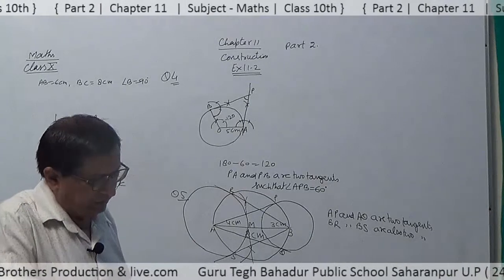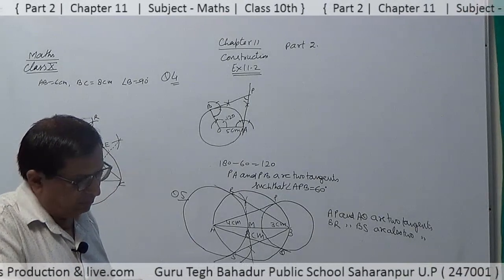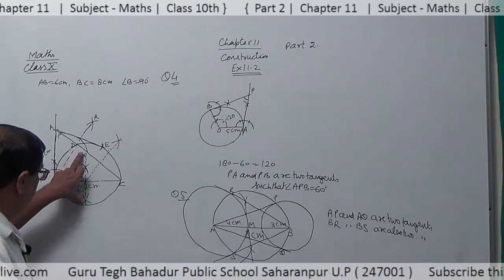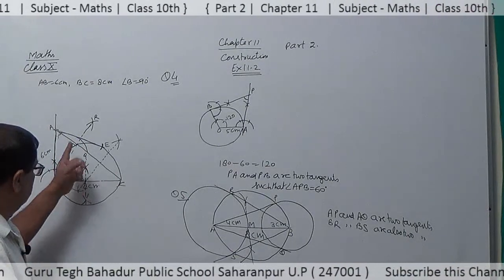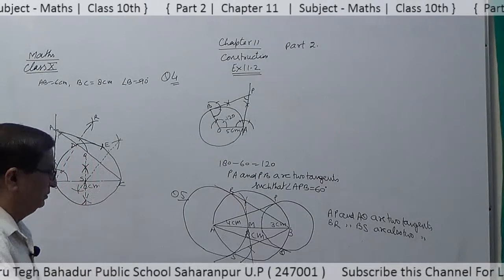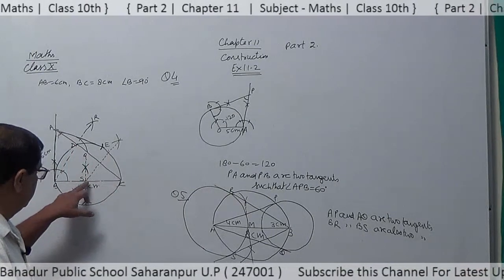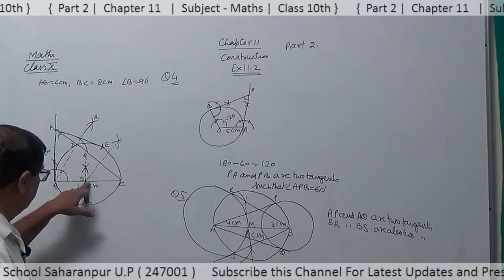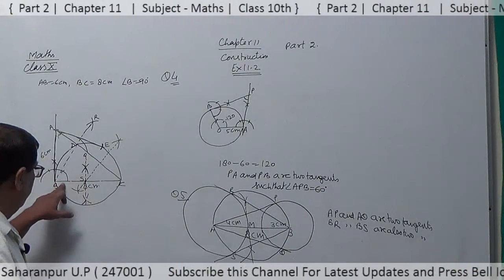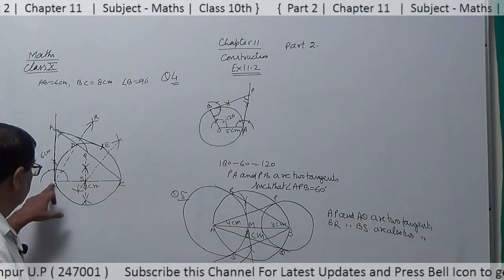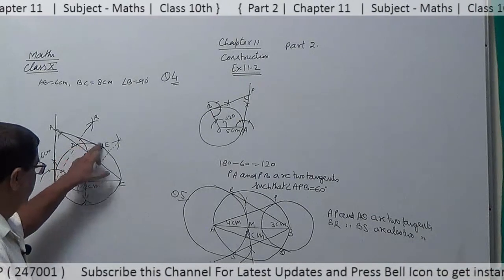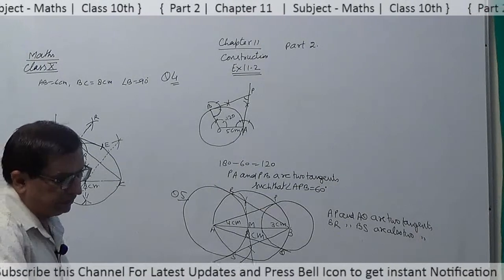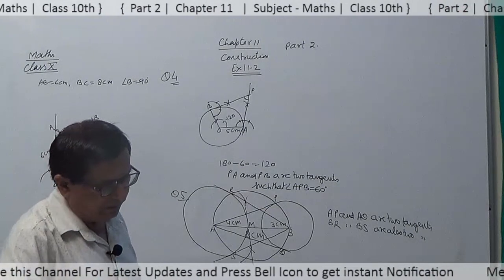Third part, draw a circle passing through B, C and D. So, we will draw the perpendicular bisector of BC and also CD. Both bisectors intersect at a point S. Taking S as a center and radius BS, draw the circle. It will pass through points D and C. So, this is the circle passing through B, C and D.